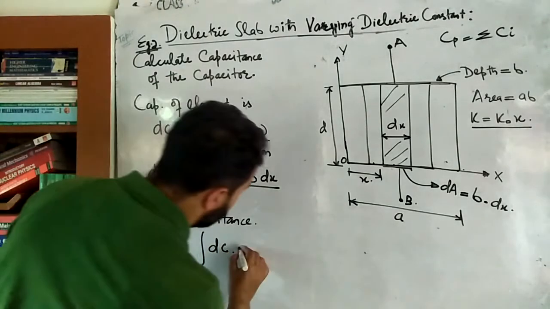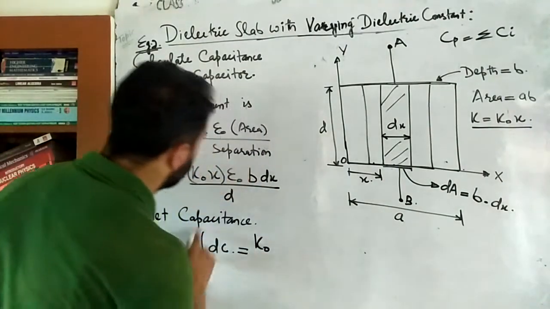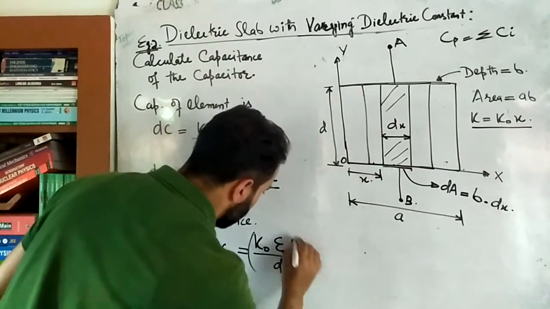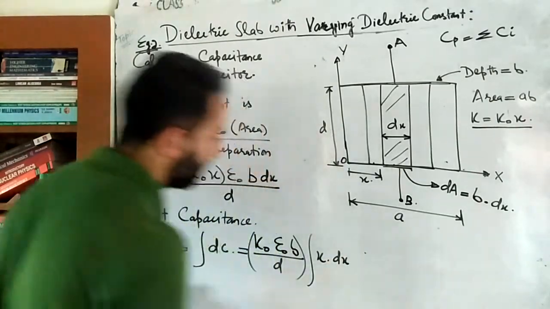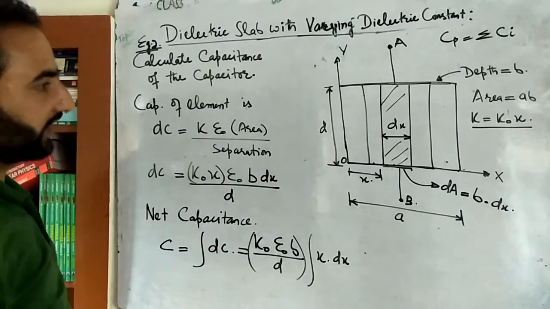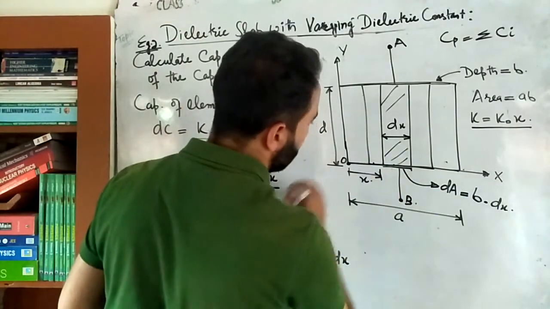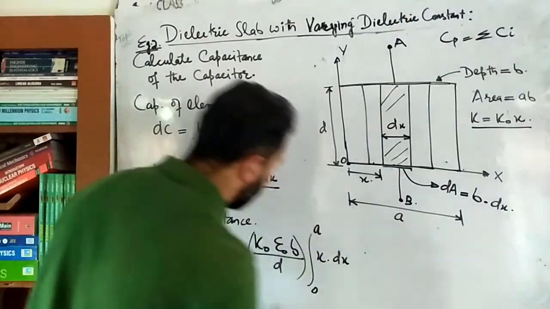Then I will write it like this: all these variables are constants. K, epsilon naught is a constant, b is a constant, divided by d is a constant. So it is the integration of x with respect to x. And what about the limits of x? At this very point x is equal to 0, and at this point x is equal to a, so the limits will be from 0 to a.